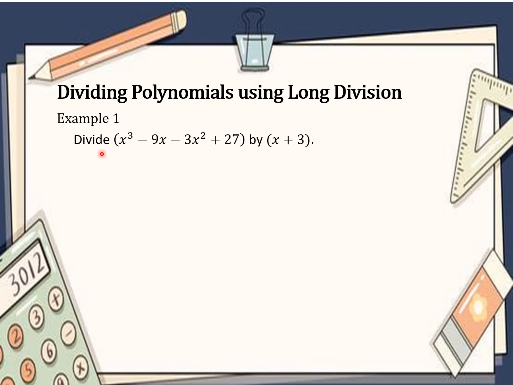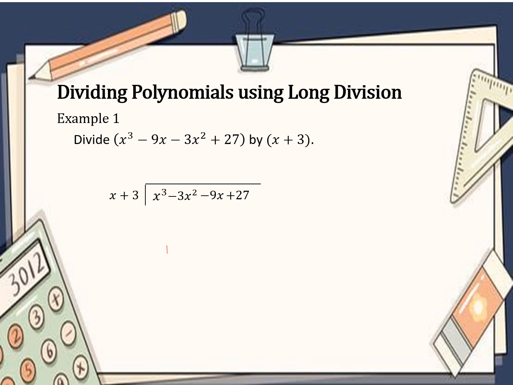We have to make sure that the dividend is written in standard form. So you can arrange this as x cubed minus 3x squared minus 9x plus 27. When we say standard form, the terms are arranged in decreasing order of the power or exponent of the variable. That's how the dividend should be written. Then divide by x plus 3, which is the divisor.